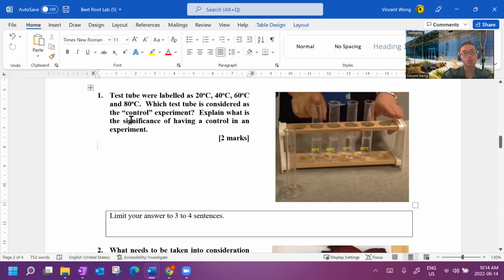But what about control? What do we need a control for? The one we control, the one we know what the gradient is, or what we can control. Okay, yeah, so we're getting somewhere. The control of the experiment is something that we have control over.